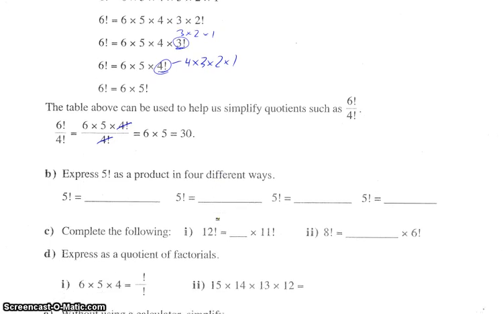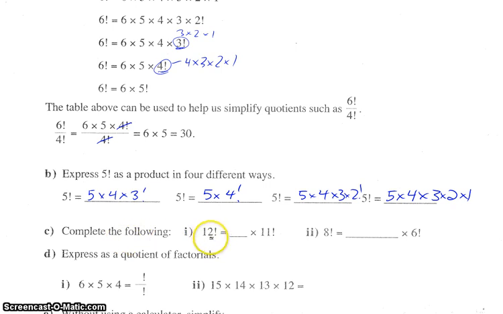Okay, let's look at 5 factorial as a product in 4 ways. So the idea here is you could write it as, say, 5 times 4 times maybe 3 factorial. Or we could go 5 times 4 factorial. Or let's see, one we haven't tried yet, 5 times 4 times 3 times 2 factorial. Okay, any we've missed? Or we can expand the whole thing, 5 times 4 times 3 times 2 times 1. And there we go.